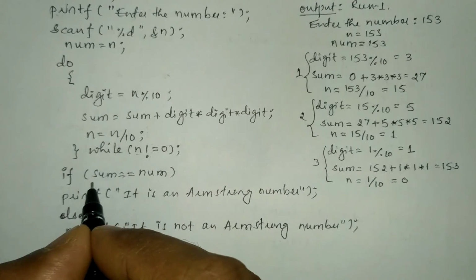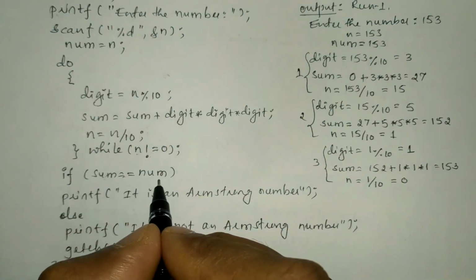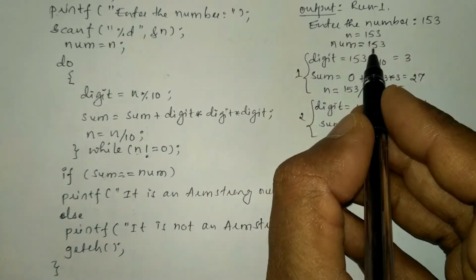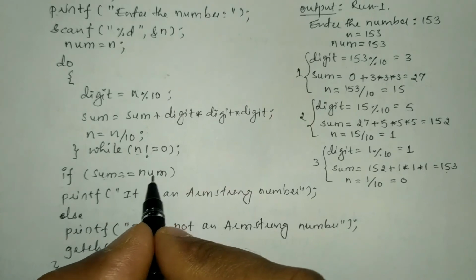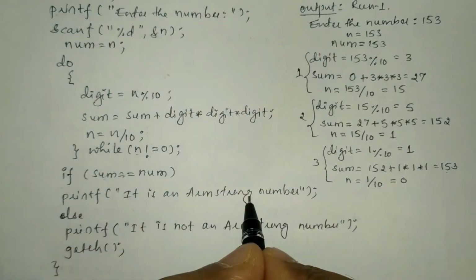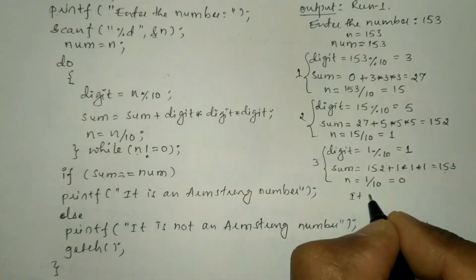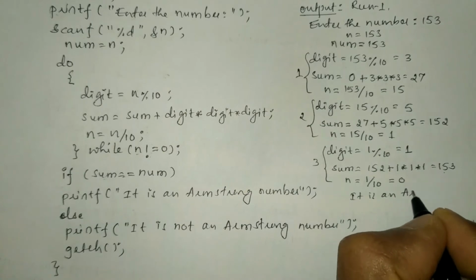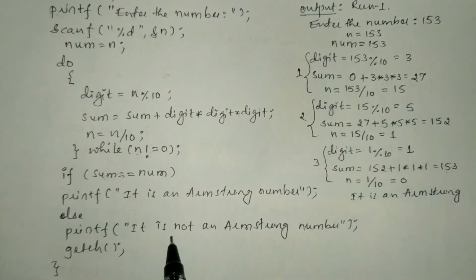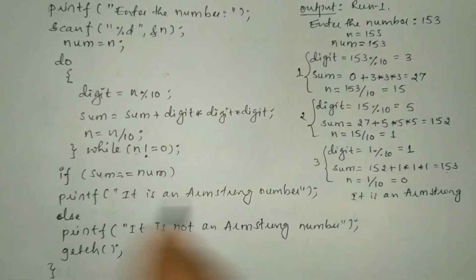So it is going to execute the next statement. Here it is going to check if sum is equal to num. So what is sum? 153. What is num? 153. So both of these are equal. Hence it is true. Once it is true, then this particular statement will get executed. What is it going to print? It is an Armstrong number. Yes. So for the else part, we are going to check by putting some other number.